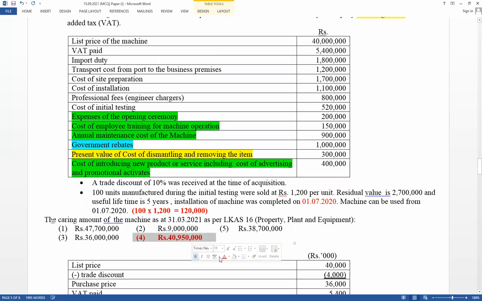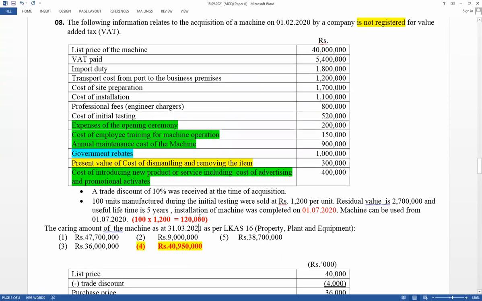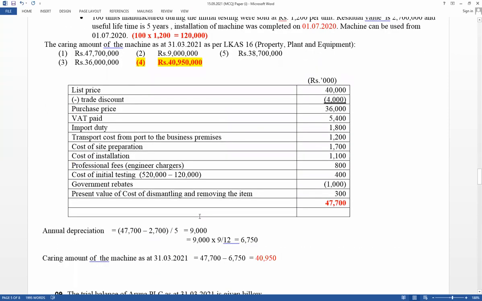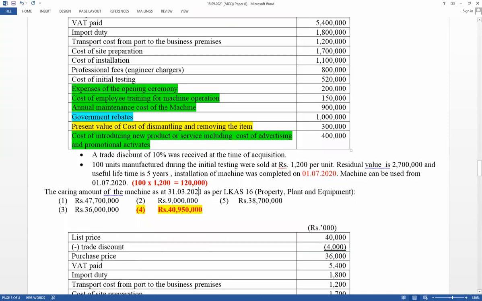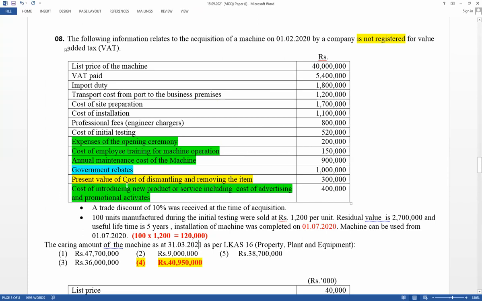8, answer 4. Next one, question number 9. Think question number 8, very, very important. Present value of cost of dismantling and removing item, very important. As well as it has given clearly standards, those kind of things should not be considered as a part of cost value. Accounting standards.